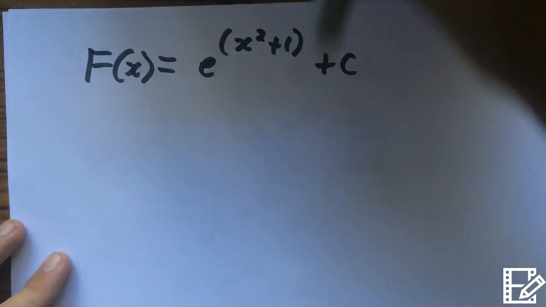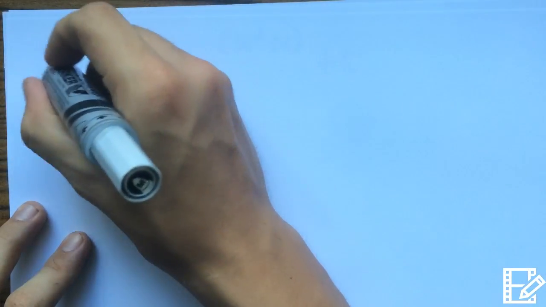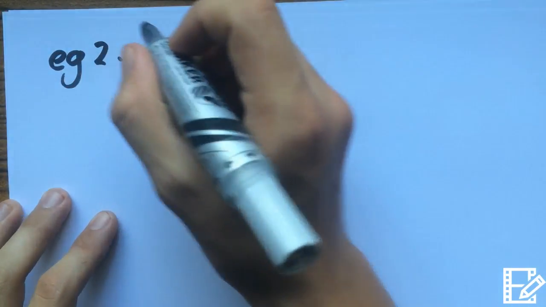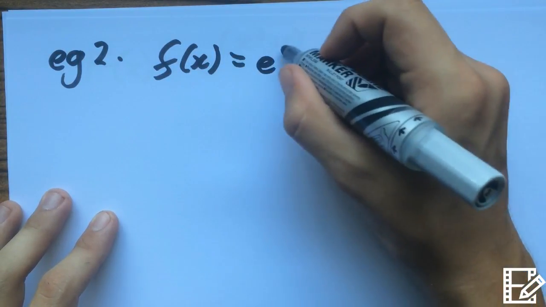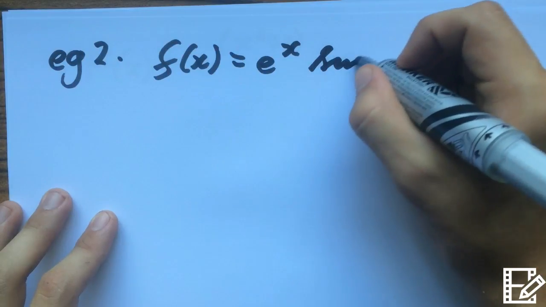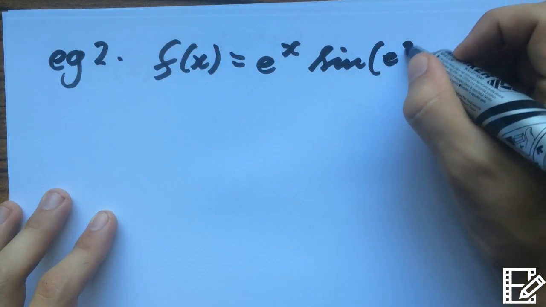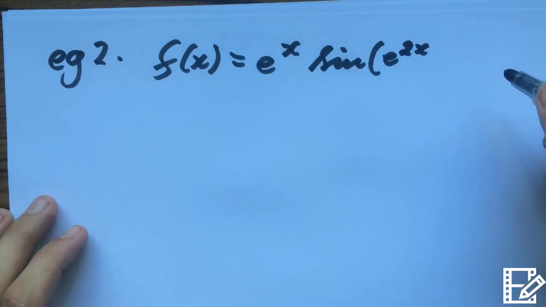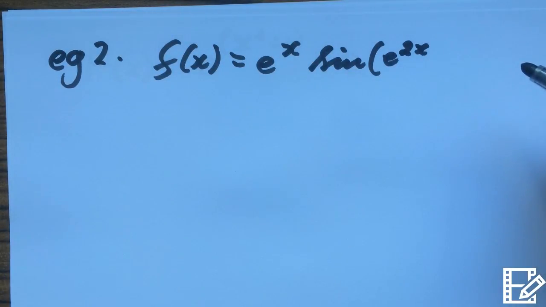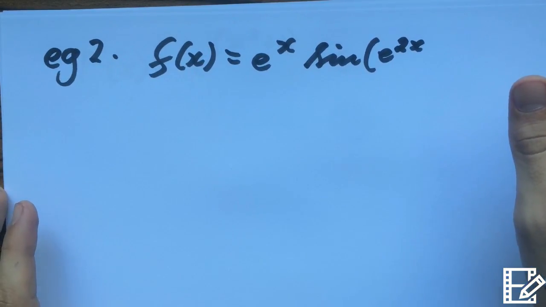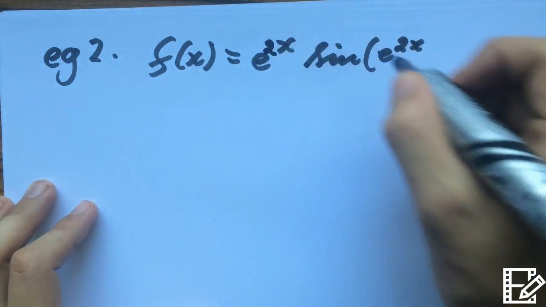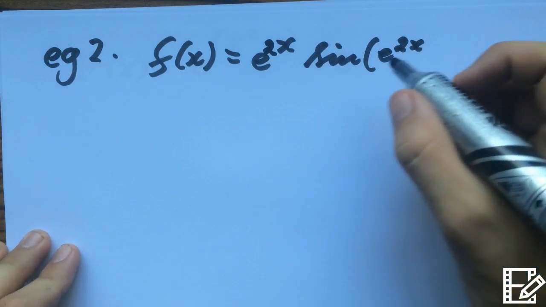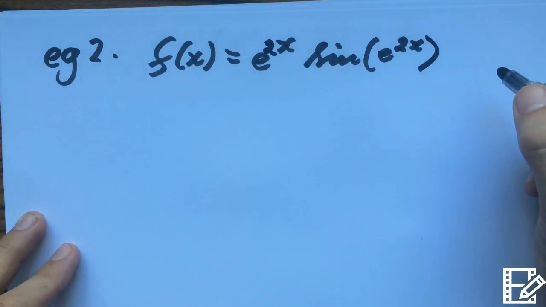Okay, let's do another example. Example 2, we're going to make this f of x equals e to the power of 2x multiplied by sine of e to the power of 2x. Oh, sorry, that won't work the way I first wrote it. It's e to the power of 2x multiplied by sine e to the power of 2x.